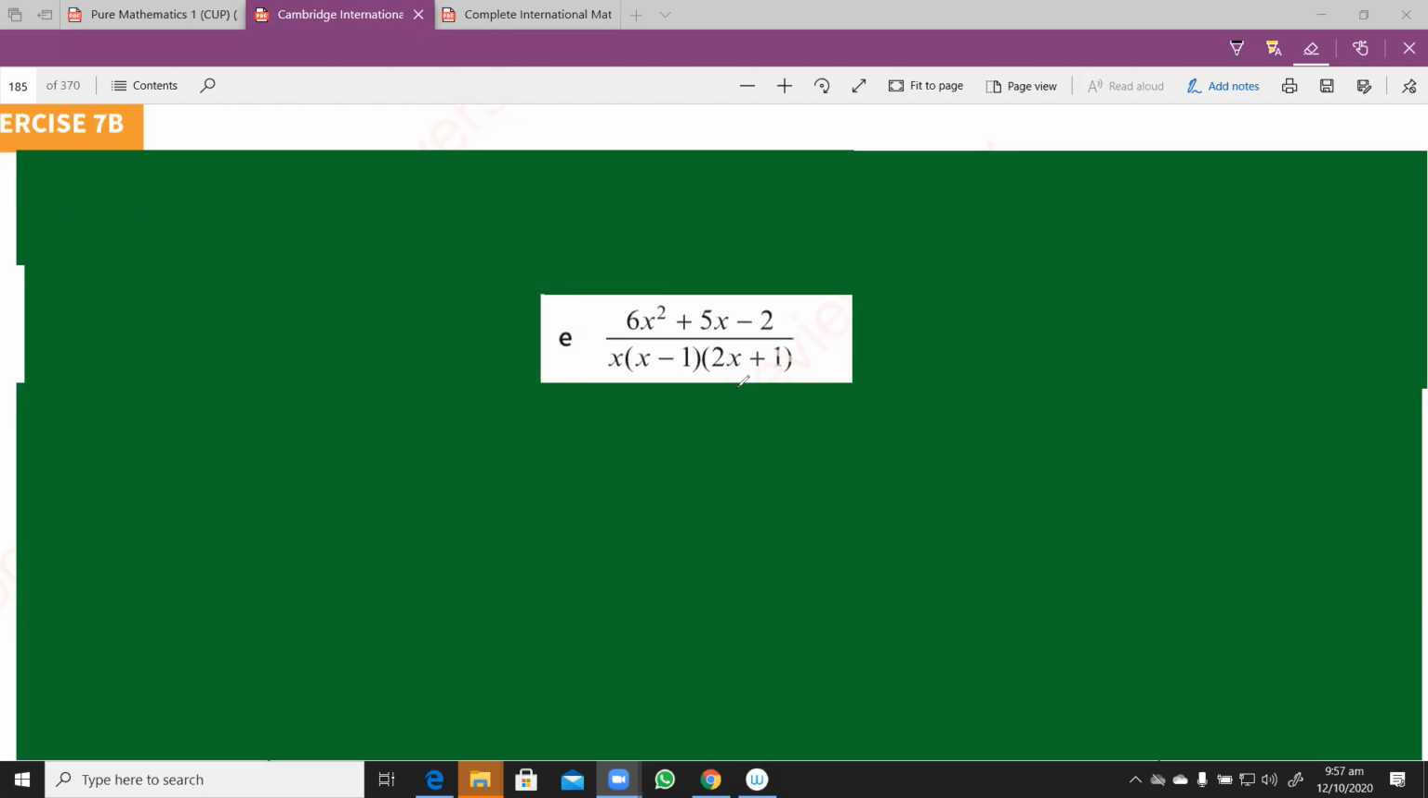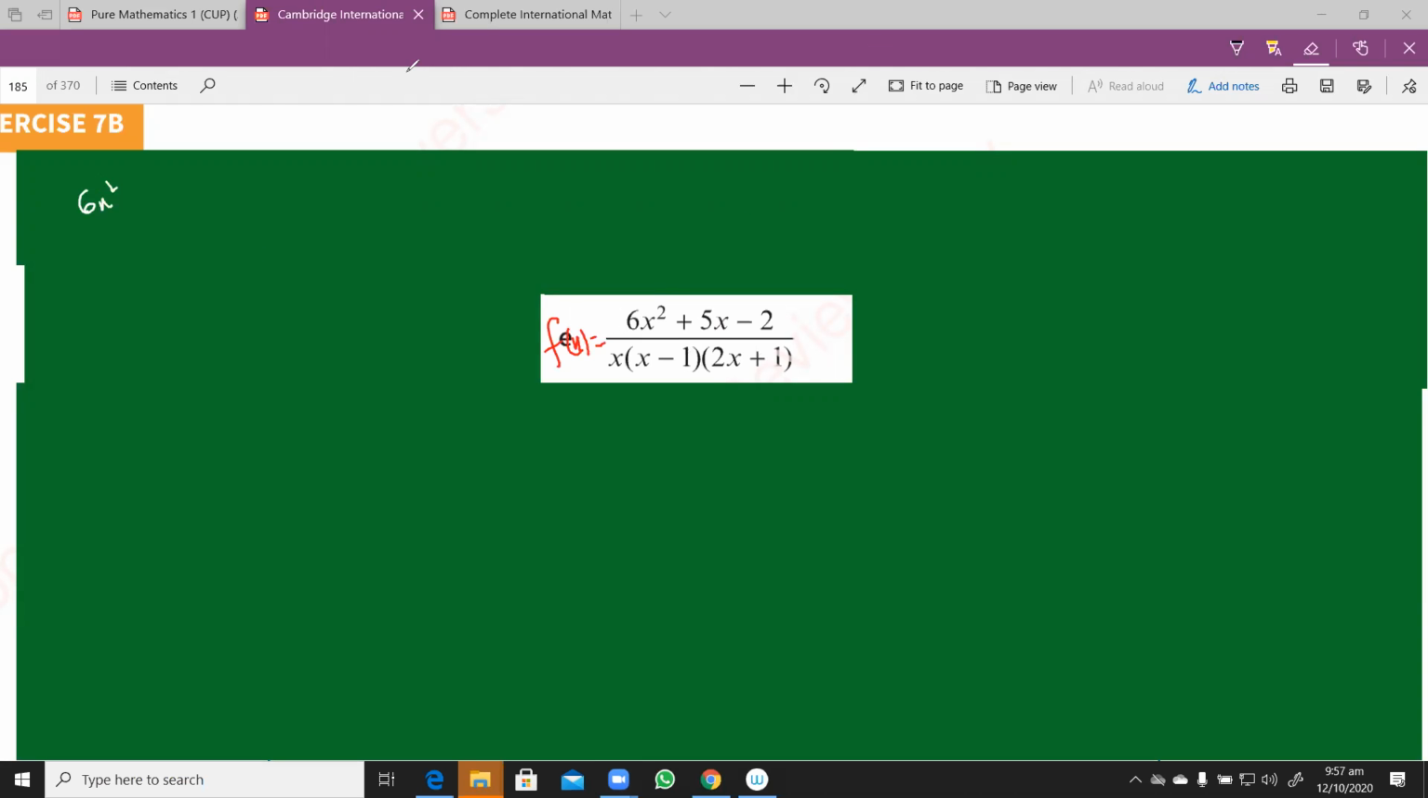Can we further factorize the denominator? Someone says yes. Can I further factorize this? No. Okay, so this means this 6x squared expression, we should name this as f of x. That will save our time. Let me call this f of x.